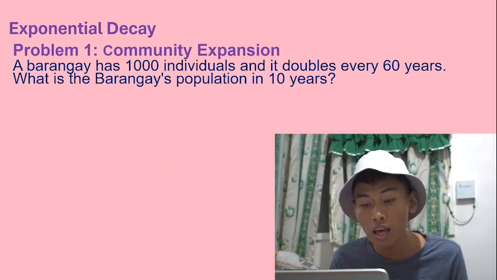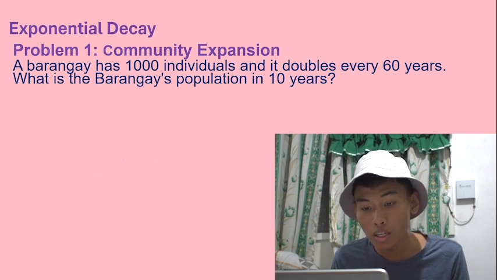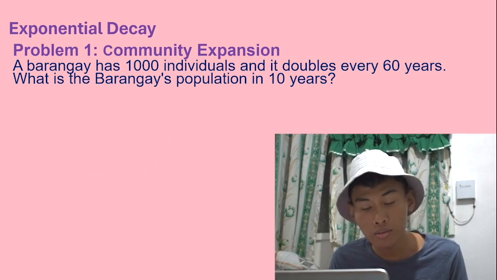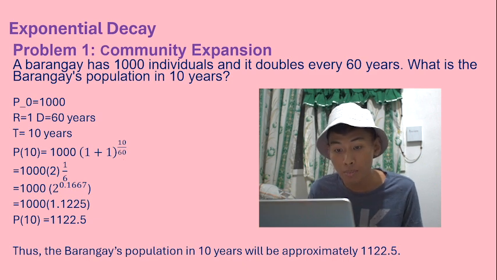Community expansion. A barangay has 1,000 individuals and it doubles every 60 years. What is the barangay's population in 10 years? We calculate this using the formula mentioned earlier, wherein P sub 0 is 1,000, which is the 1,000 individuals. R is equal to 1. And d is 60 since it doubles every 60 years. And then we have a time of 10 years because that's the time elapsed.